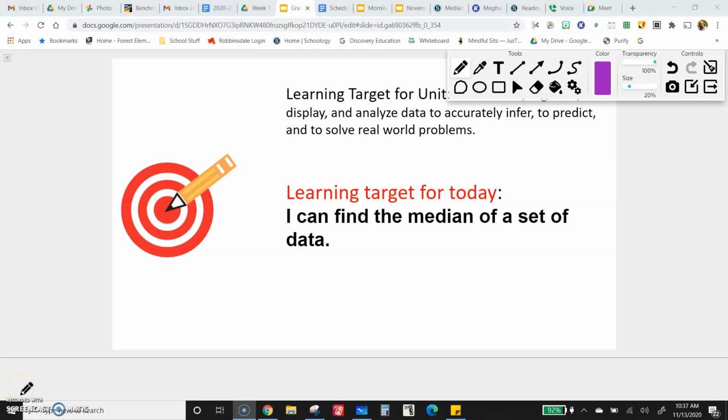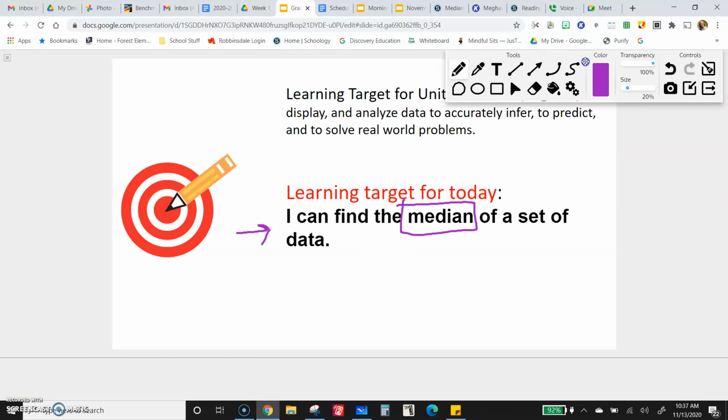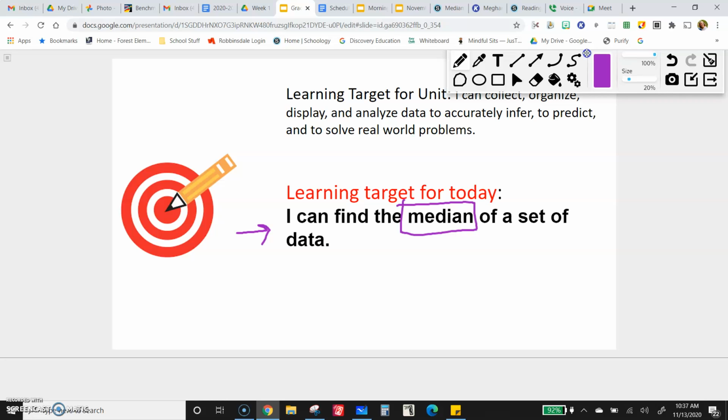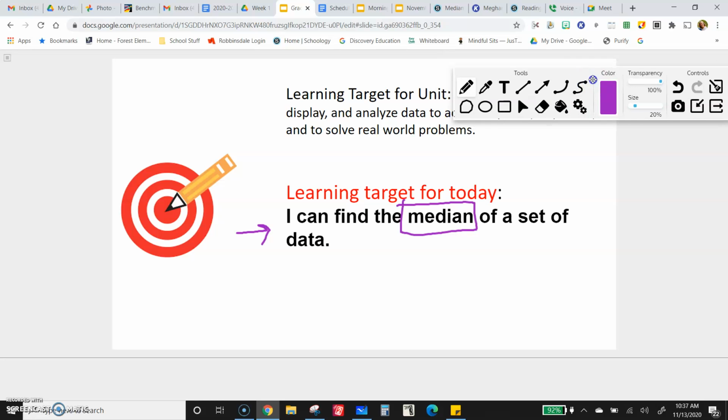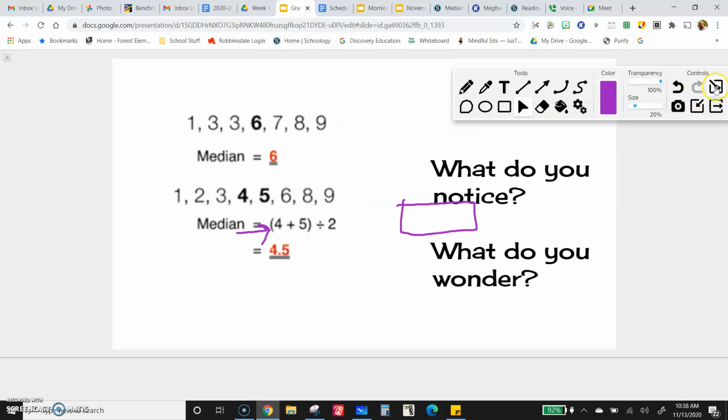All right, fifth graders, your learning target for today is, I can find the median of a set of data. So we're focusing all about median. You can see the learning target for the unit as well, that we are working on collecting, organizing, displaying, and analyzing data to accurately infer, to predict, and to solve real-world problems. So today, the way we're analyzing that data is to find the median. Now, another word for median, well, I'll tell you in a minute.